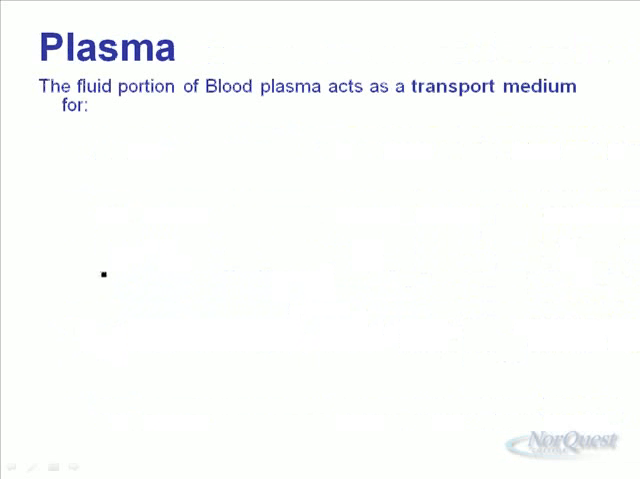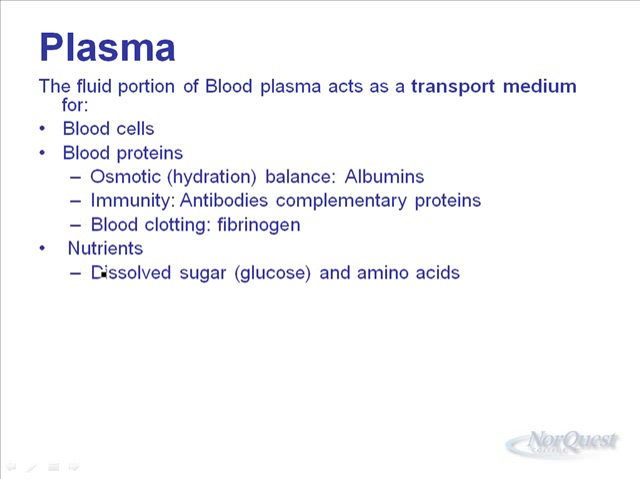The other part of blood is plasma. It's the fluid portion of blood, and it acts as a transport medium for blood cells, blood proteins, and nutrients. The blood proteins, and we talked about them a little bit, the albumins maintain osmotic balance, and this gets the water back into capillaries from the extracellular fluid.